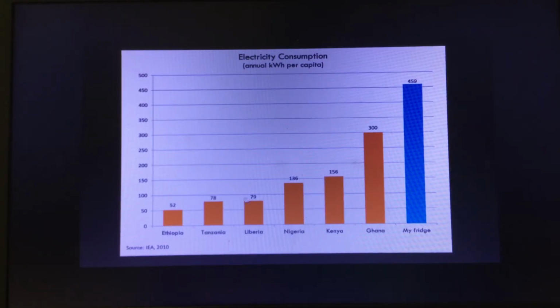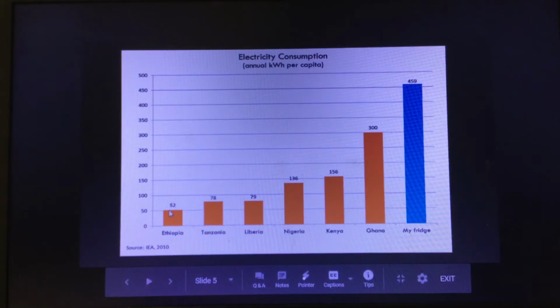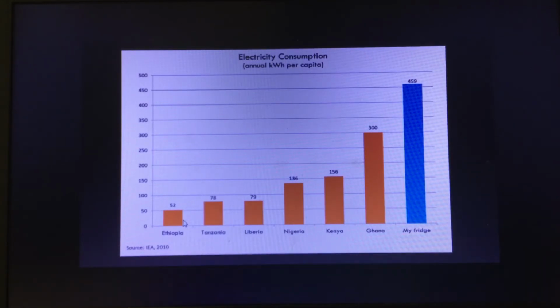Kenya, 156. Liberia, 79. Ethiopia, 52. So when we look at this, your refrigerator alone is using much, much more energy than the entire consumption of energy of a person in, say, Ethiopia or Tanzania.